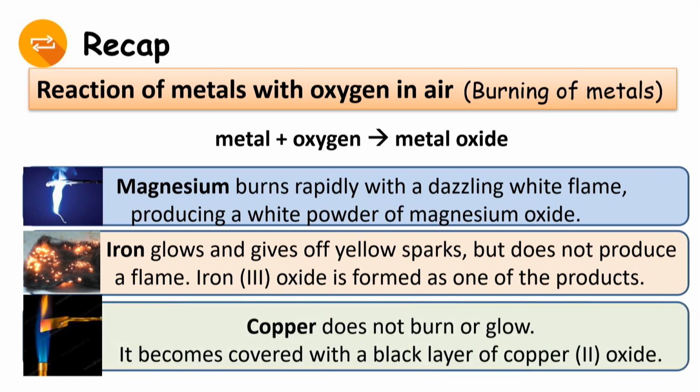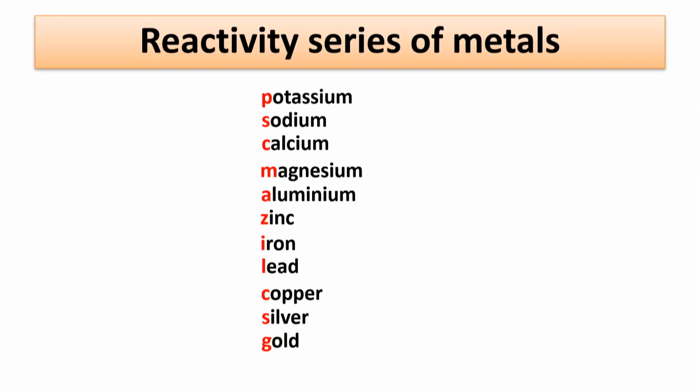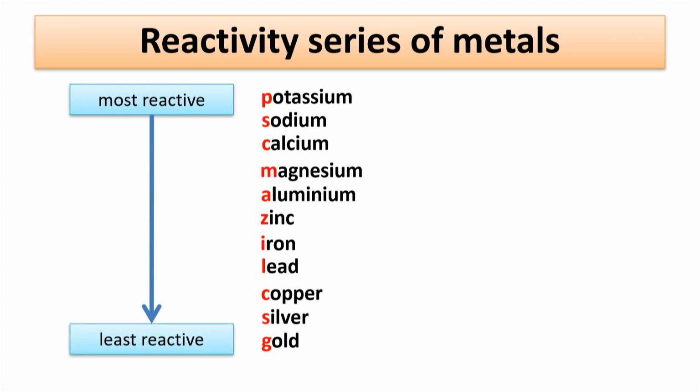Copper does not burn or glow, but it becomes covered with a black layer of copper(II) oxide when it is placed in a flame. We have also seen that when metals are arranged in order of reactivity, we get the reactivity series of metals. This is a list of different metals with the most reactive ones at the top, moving to the least reactive ones at the bottom.